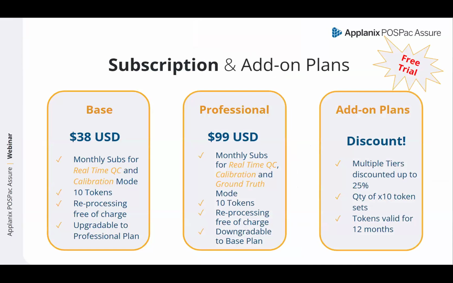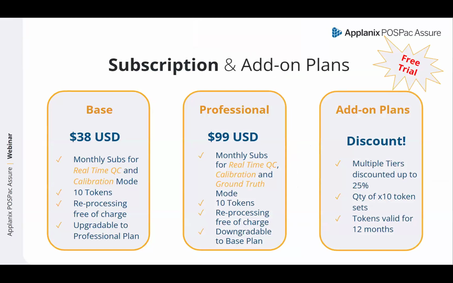Yeah. So standard pricing for the base subscription is $38 per month. It does support real-time QC and calibration mode with the 10 tokens. And then we have the professional, which is $99, and that includes ground truth. Now, add-on plans start from the same pricing, but they are discounted.